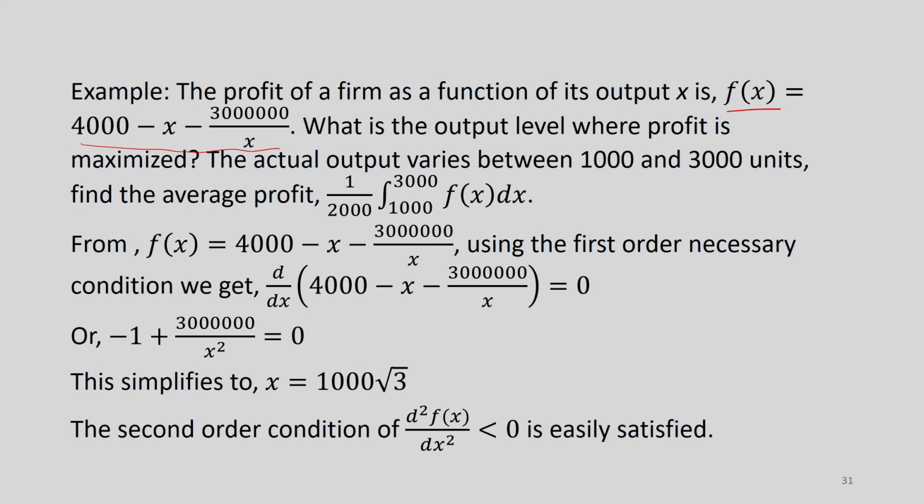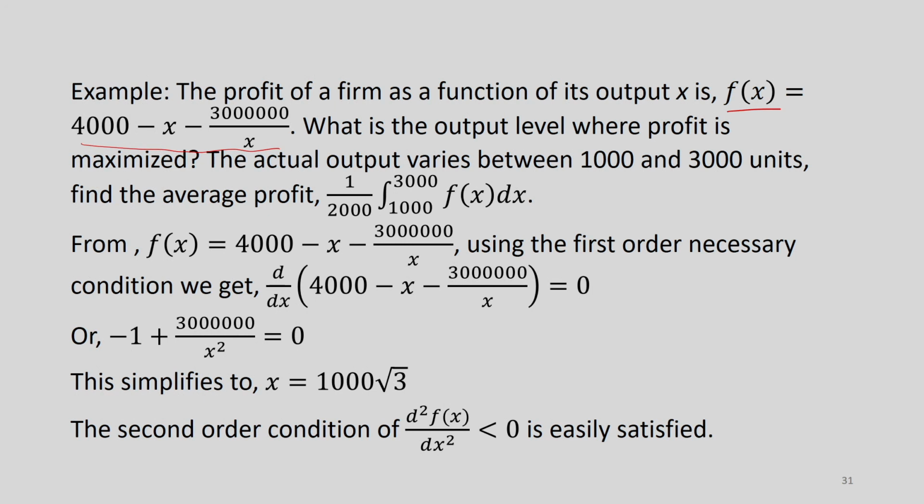As you can see, the function is not a very monotonic function. As x rises, it is not sure how f(x) will behave. It might go up, it might go down also. What is the output level where profit is maximized? That is the first part. At what output level is profit maximized?